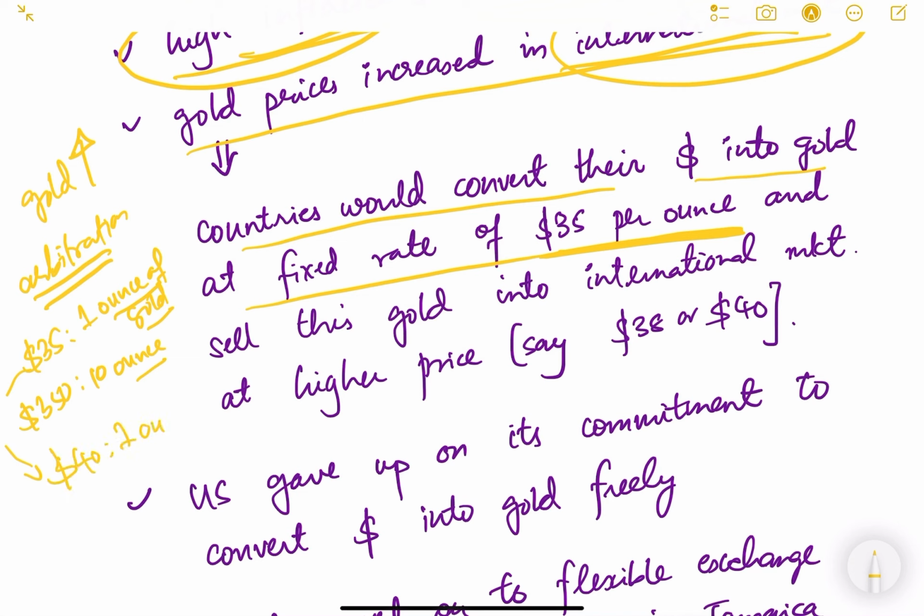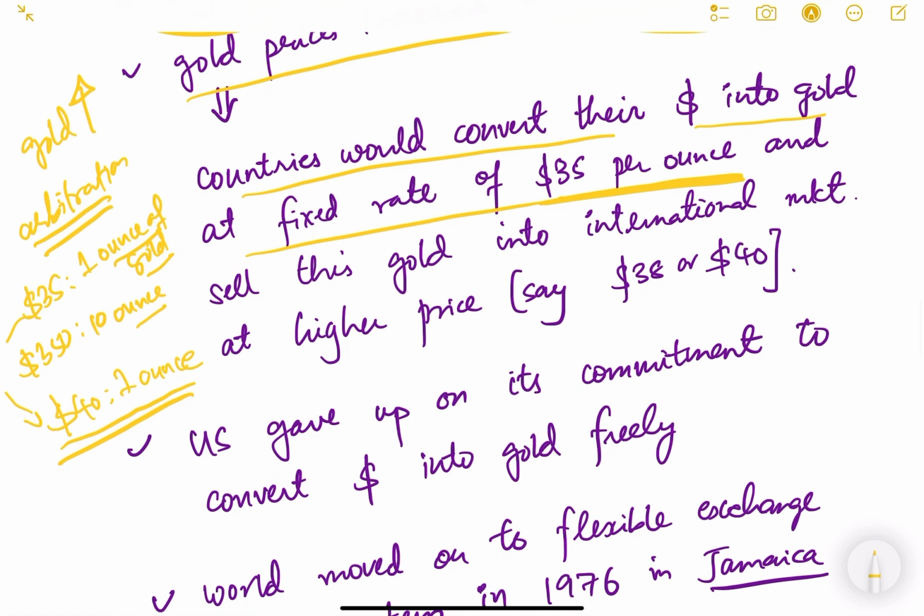Okay, for 1 ounce it became $40. Now what were these countries doing? These countries were taking dollars to America, taking gold, and selling this gold at $40 in the international market. So they were earning $5 in this transaction, right? They took 1 ounce of gold from America for $35 and sold this 1 ounce of gold in the international market for $40. Okay, so this process is known as arbitrage.